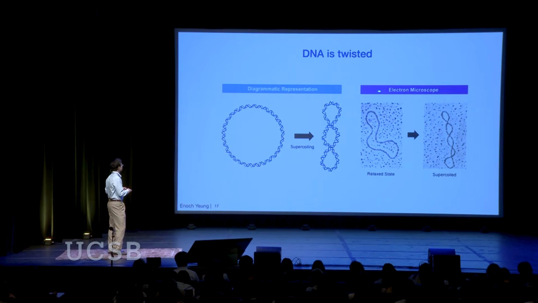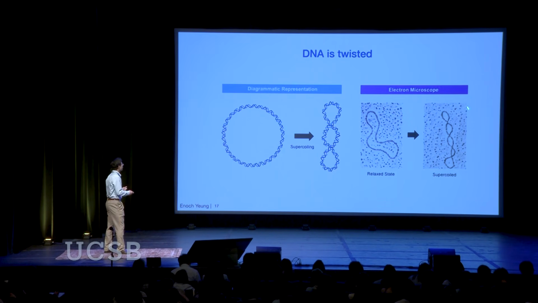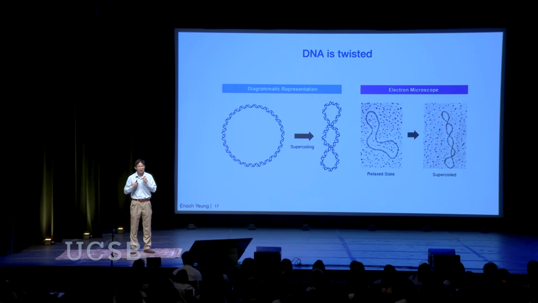Here you can see an electron micrograph of a relaxed state DNA. This is a plasmid, a circular fragment of DNA, the common currency that we use to manipulate genetics in bacteria. And here on the right-hand side, you can see supercoiled DNA, DNA that has been exposed to excessive amounts of twists or has accumulated excessive amounts of twists and now is starting to writhe on itself and twist on itself. And that is precisely how DNA can be compacted into a cell.